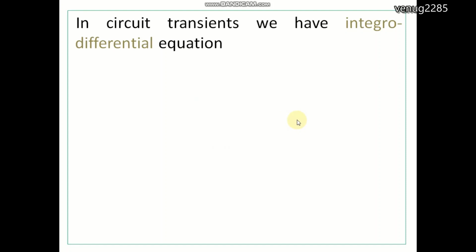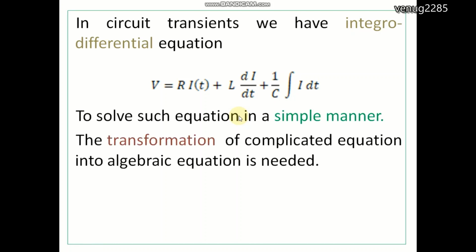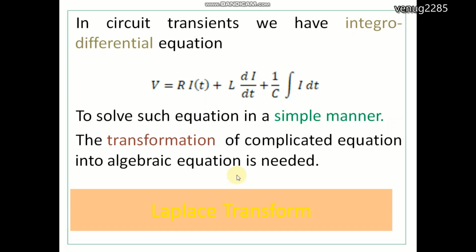And in transient circuits, we have an integro-differential equation, as in the series RLC circuit. The voltage rise is equal to the voltage drop across the resistor, inductor and capacitor. We have an integro-differential equation. Solving this equation is very difficult. So to solve this in a simple manner, we have to go for a transformation, which transforms the complicated equation into an algebraic equation. So we go for the Laplace transform.